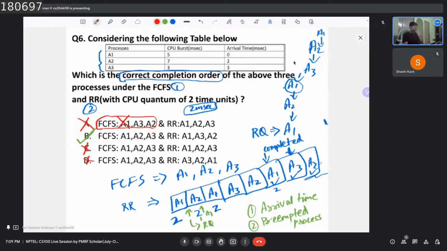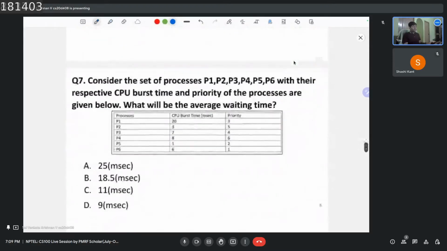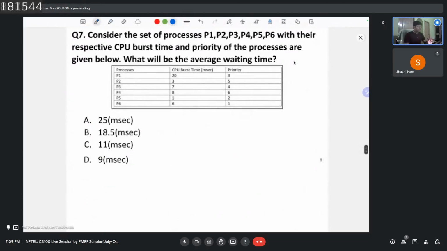So any doubts in this? If not, we'll move to the seventh question. Consider the set of processes P1, P2, P3, P4, P5, P6, with their burst time and priority, and assume they all arrived in this order: P1 followed by P2, P3, P4, P5, and P6. What will be the average waiting time in priority based scheduling?